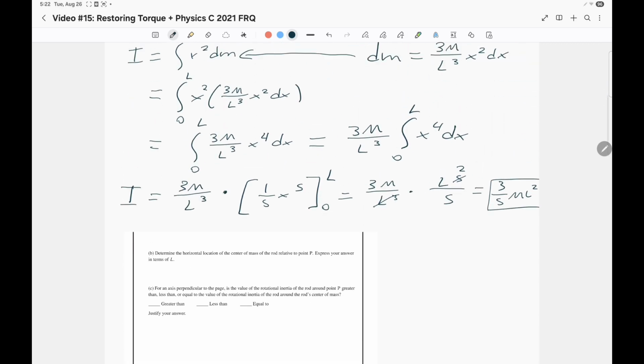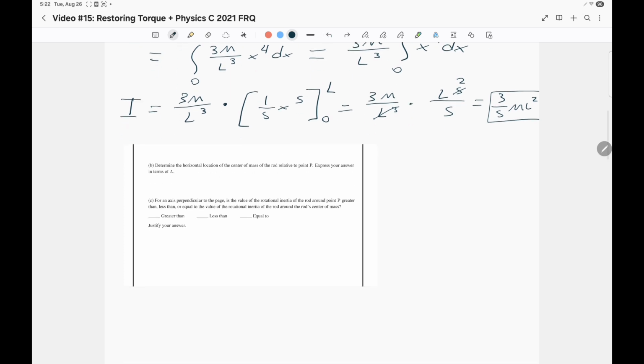Except for when you're evaluating the integral here. I didn't show any steps there because I'm evaluating from 0 to L, and that's pretty explanatory there. Yep, showed all my steps there. Let's move on to part B.